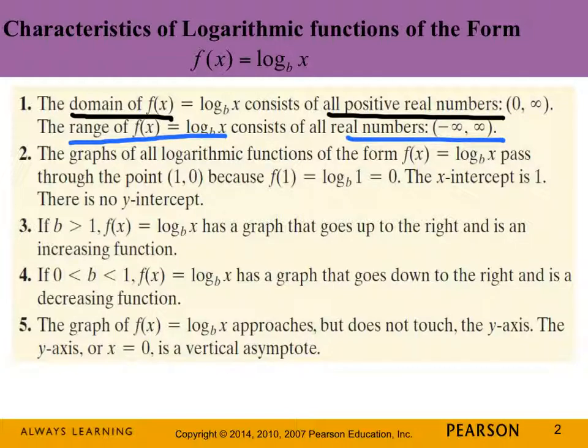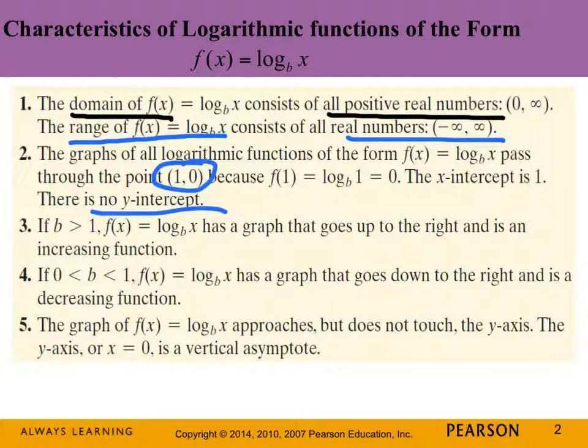Now, the graphs of the functions in the form of f of x equals log base b of x will always go through 1, 0. Because stop and think about it. If you substitute in a 1 for x, log base b of 1 equals 0, which means the x-intercept is 1, and there's going to be no y-intercept.